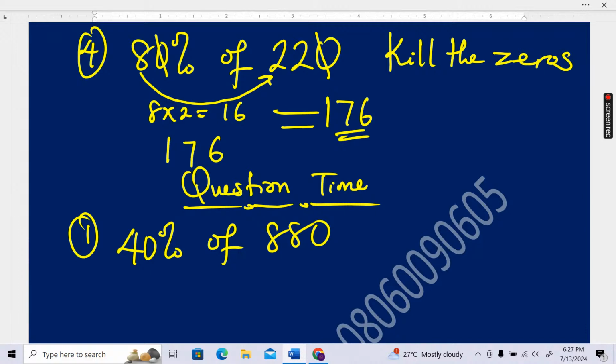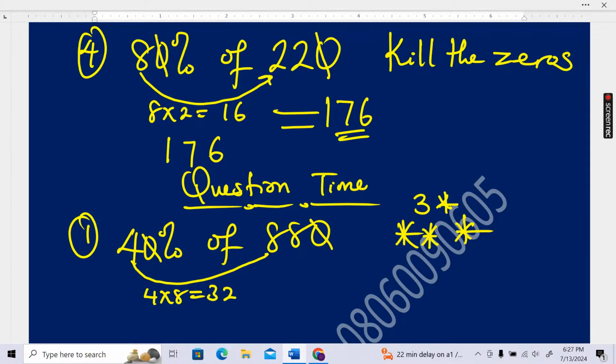All right, so if you typed 352, give yourself 3 stars. So let's do it together. The first step here is to kill the zeros. Then multiply 4 by 8. 4 times 8 is equal to 32. So in your head, write the first and the last digits, giving a space in between. Add the two digits together, you have 5. So the answer is equal to 352.